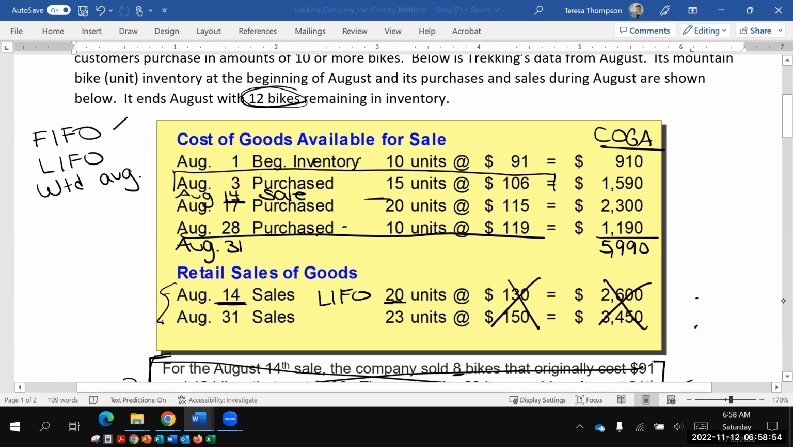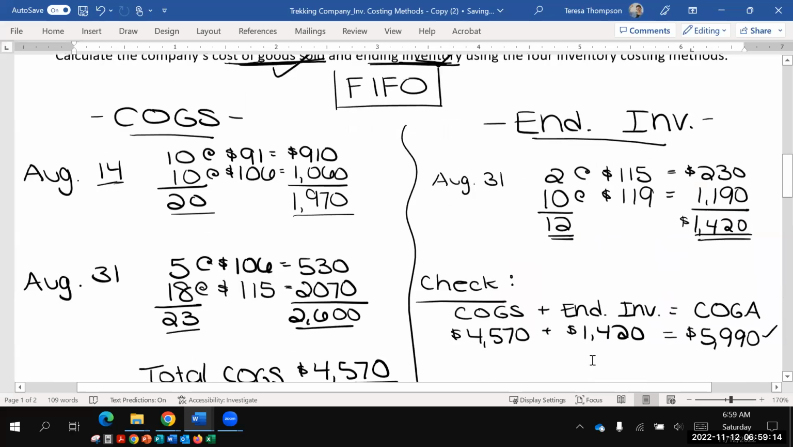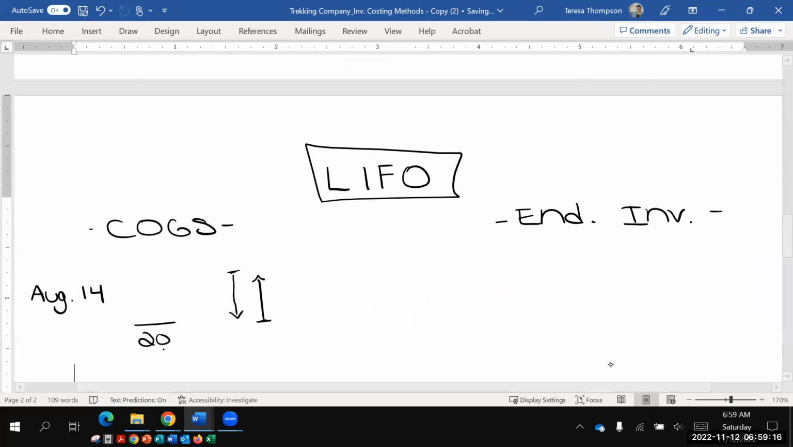I tell my students, don't go time traveling, right? You're on August 14th. You can't time travel to the end of the month. So take the last purchase date from this date of sale, August 14th. Your last purchase date was August 3rd. Okay, so we need 20 units. So you're going to take 15 at 106. Happens all the time though. It's in the name, right? Last in, so you guys always look at the last number, but last at the date of sale.